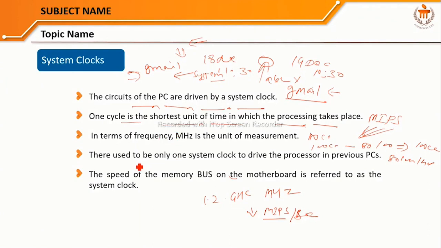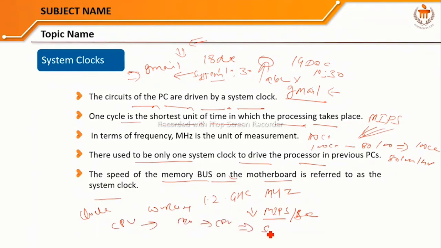Why does the system clock drive the processor? In previous PCs, the speed of the memory buses and motherboard was referred to as the system clock. So bus speed, as I told you, and motherboard working also depend on the clock mechanism. The CPU time, the motherboard working time and the CPU's sending time are all calculated by the system clock.